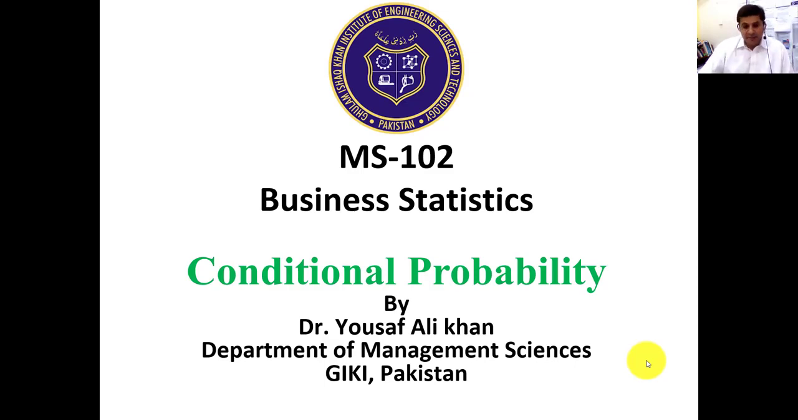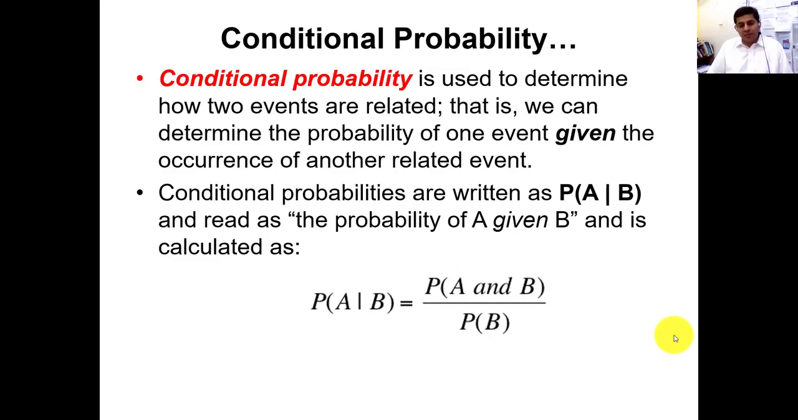So stay with me. Conditional probability, as I already mentioned, the word condition means something will be given to you, some specific situation will be known to you. So conditional probability is used to determine how two events are related. For example, if some information is given to you, then how will you calculate the second information with the help of the first information? So we can determine the probability of one event given the occurrence of another related event.